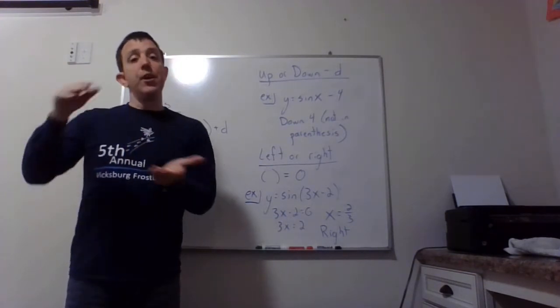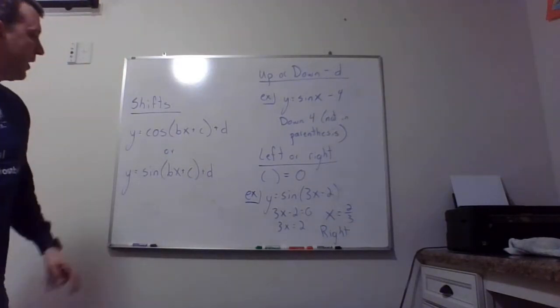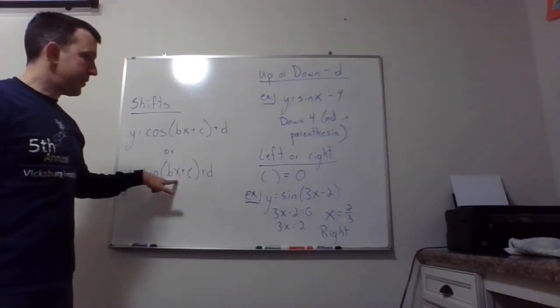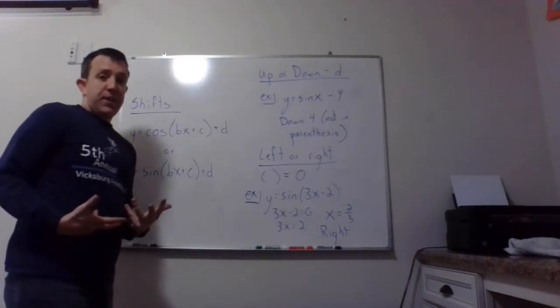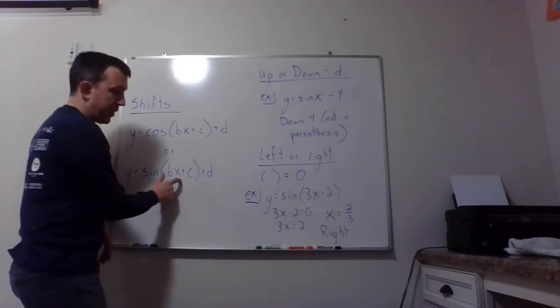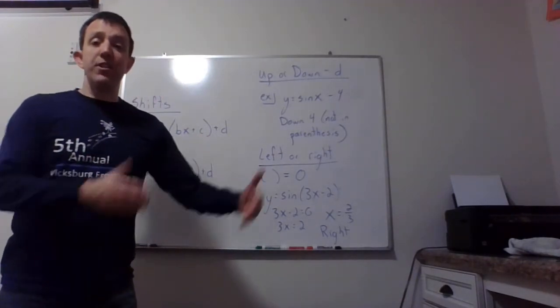That'll be a fake axis. We'll put our amplitude above and below. We'll look at that. Left or right? This is where we want to work with the parentheses. So you'll see here I have the parentheses equal to 0. The easiest way to do this is to take whatever is in the parentheses and set it equal to 0. When you solve it, that will tell you where to shift to.